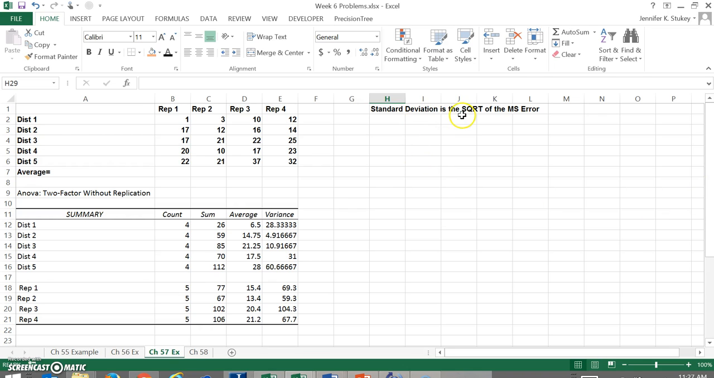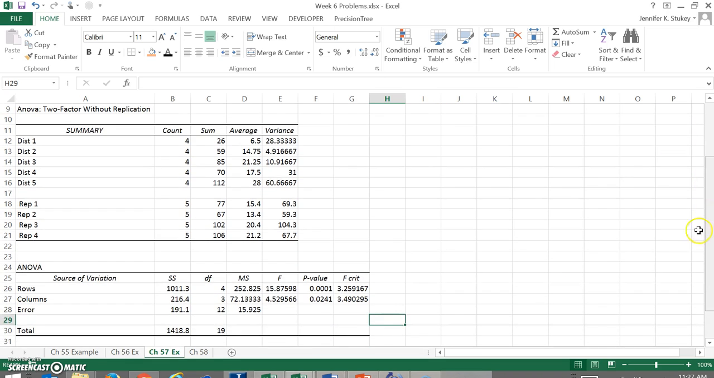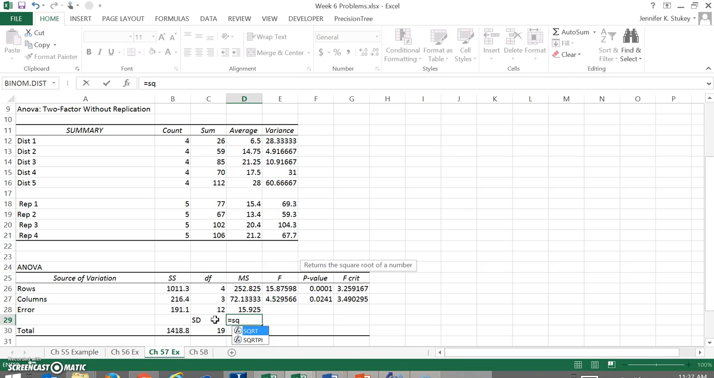First of all, we need the standard deviation, and that is going to be the square root of the overall mean squared. So this 15.5925, we need the standard deviation for that. We start our formulas with an equal sign, and then we type the symbol for square root, which is SQRT, and in parentheses, we select that number, and so you should get a standard deviation of 3.99.